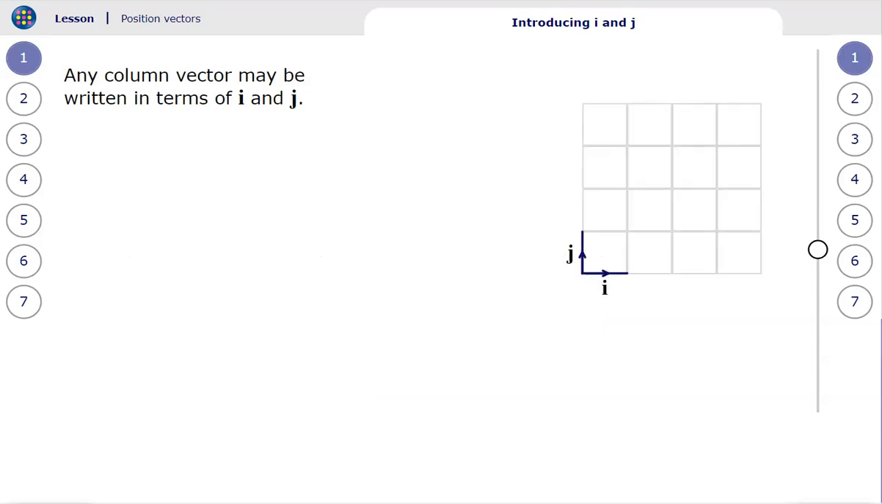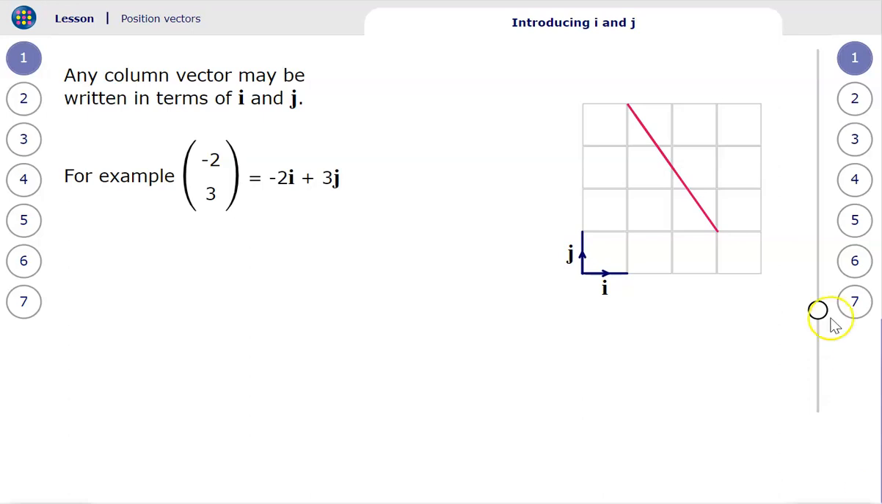So a normal column vector can be written in terms of i and j. For instance, if we take the vector (-2, 3), that can be written as -2i + 3j, because I've moved 2 on the horizontal axis, so 2 in the direction of i. It's going in the negative direction, so that's why it's minus 2. And we're going up 3, which is in the positive direction, so that's why it's plus 3j.